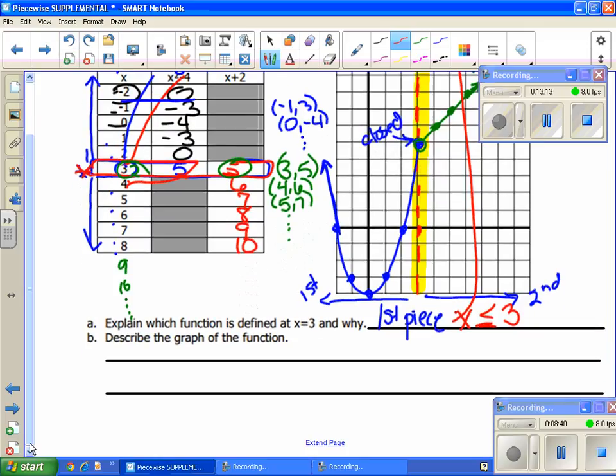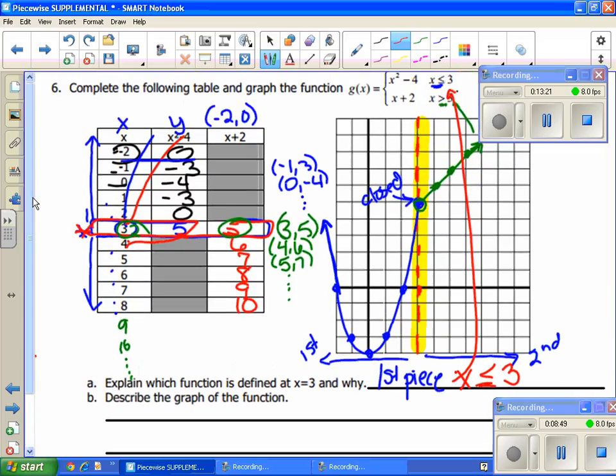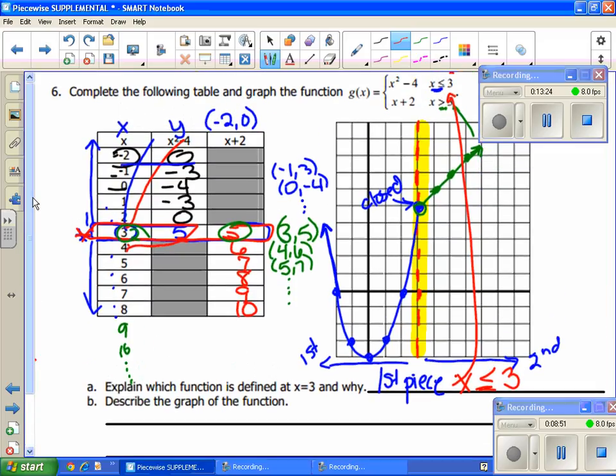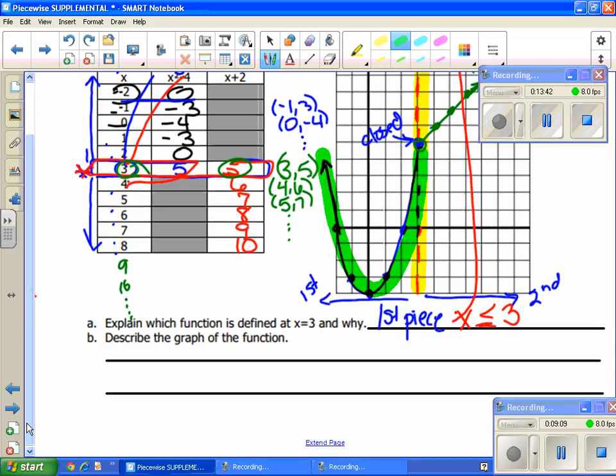Last thing on this introductory problem, describe the graph of the function. We noticed that when we separated our graph into two sections, I have less than 3 and greater than 3. I have a left-hand side and a right-hand side. The left-hand side has a particular shape. The function says x squared minus 4, and here's the equation of x squared minus 4. I hope you recall that that is a quadratic equation. So the first piece is a quadratic equation. It has x squared in it, and the shape of the graph is a parabola.